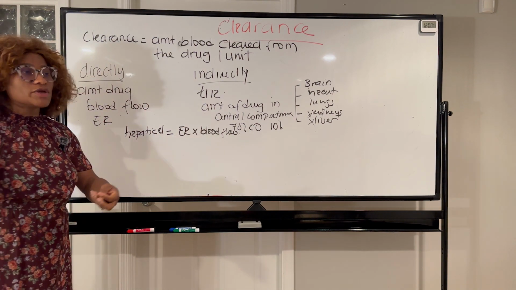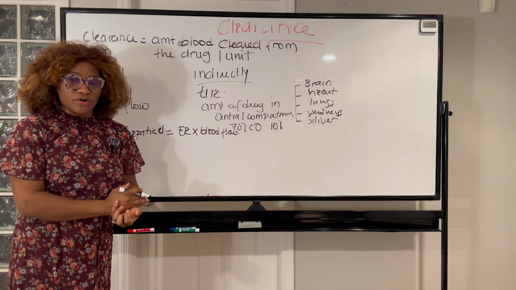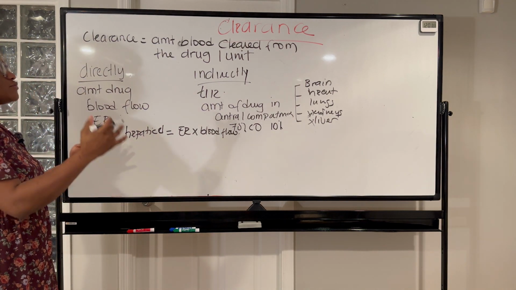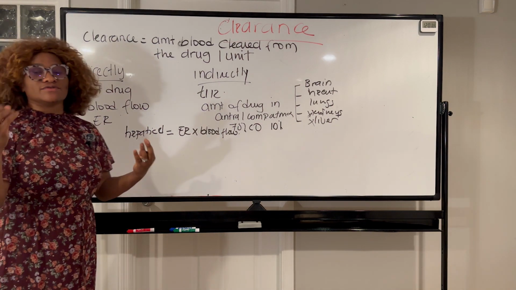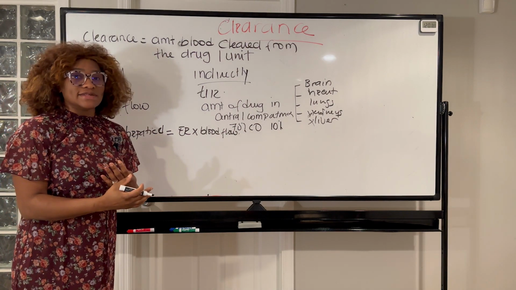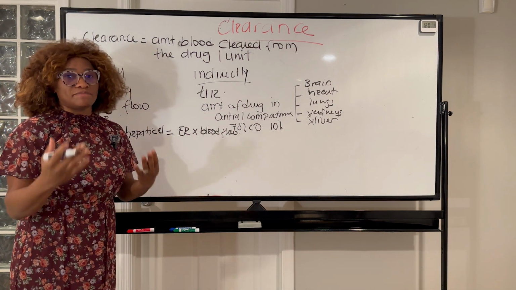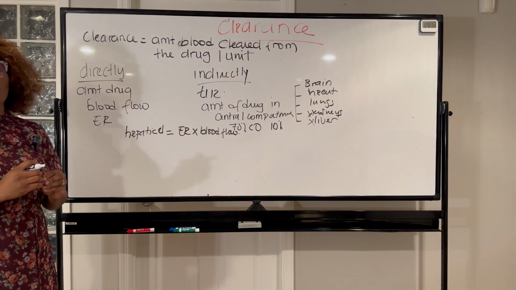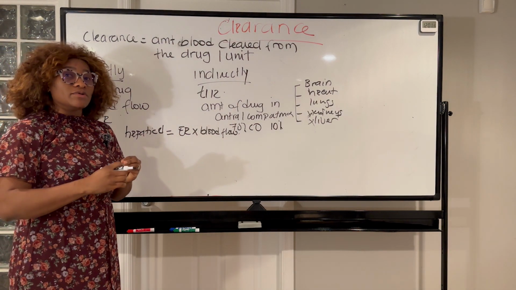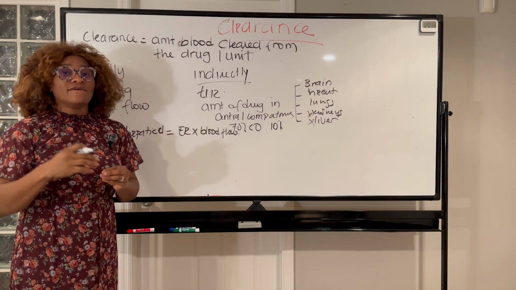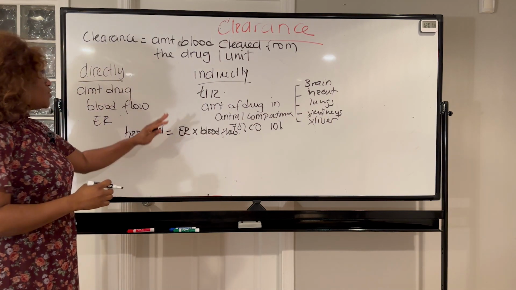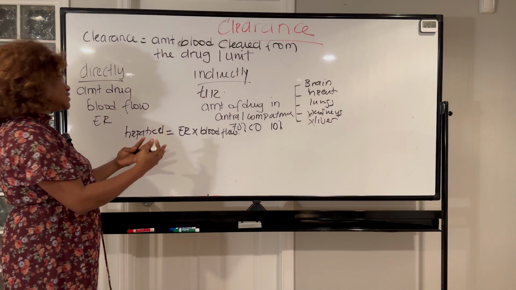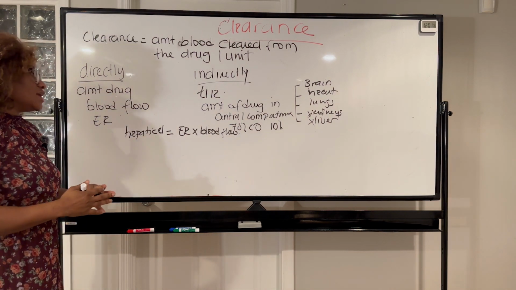The more blood flow we have in the liver, the more blood gets cleared from the drug, because the drug is going to get metabolized by the liver cells, the hepatocytes. As for the extraction rate, the more the hepatocytes are able to pick up the drug from the blood, the more blood gets cleared of the drug, and it increases our hepatic clearance.